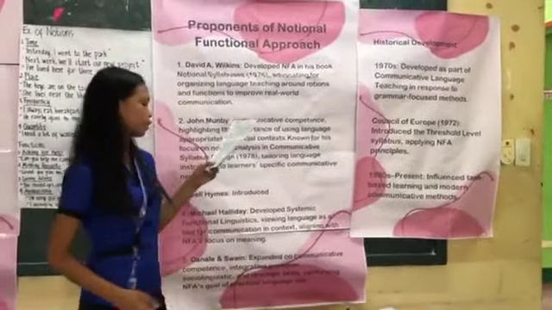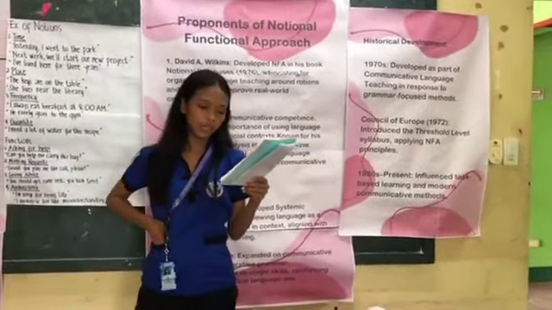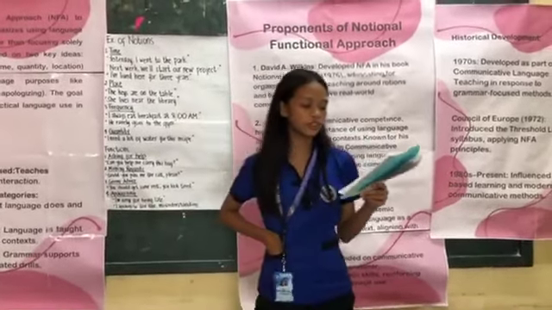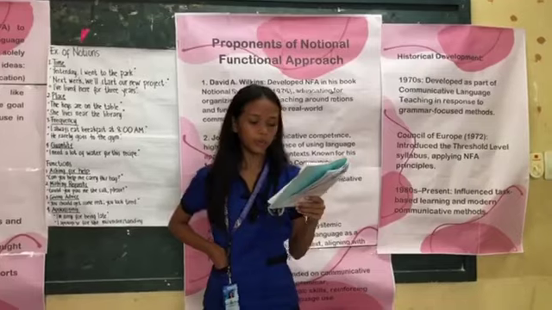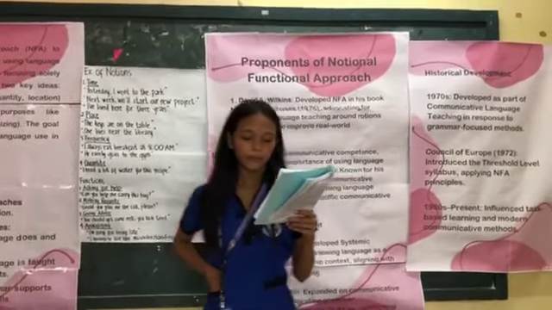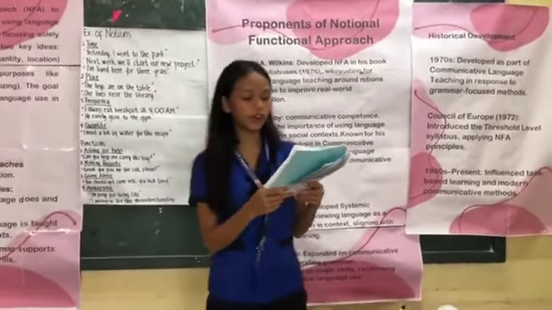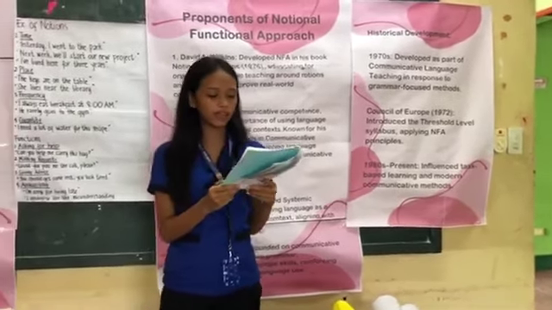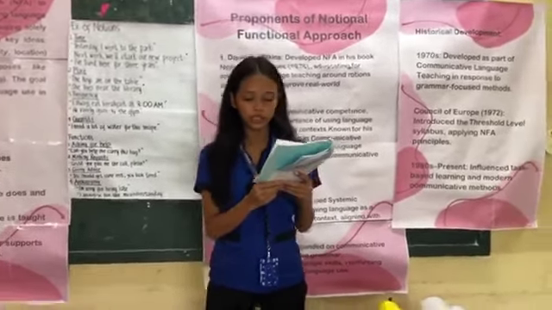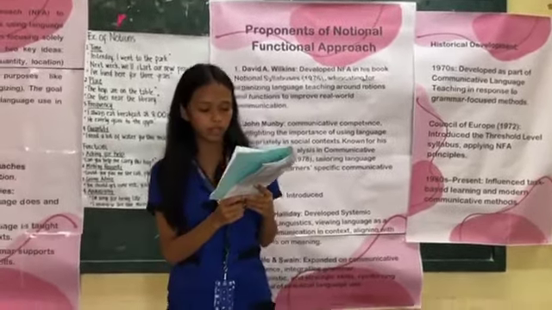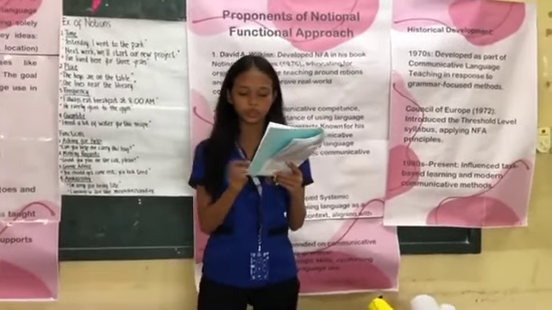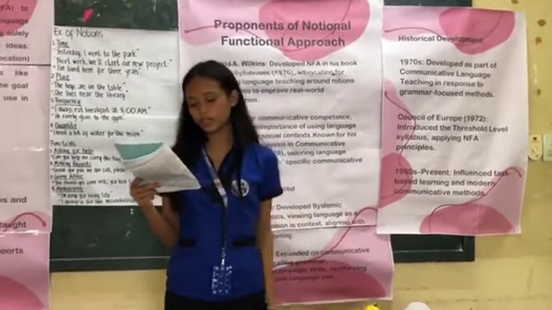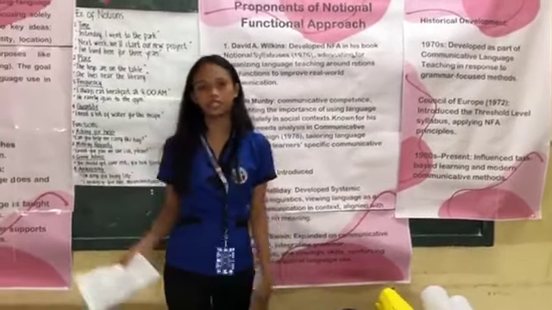All these theories shared a common belief: language learning should focus on real-world communication rather than just grammar. Wilkins and Van Ek prioritize organizing lessons around notions and functions. Halliday and others emphasize the social and practical uses of language, and Canale and Swain stress the need for a balance between grammar and communication skills.